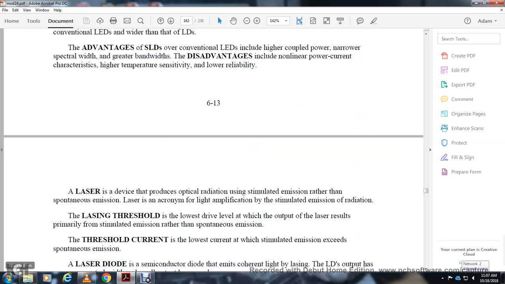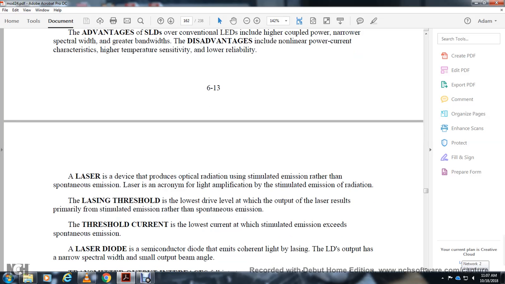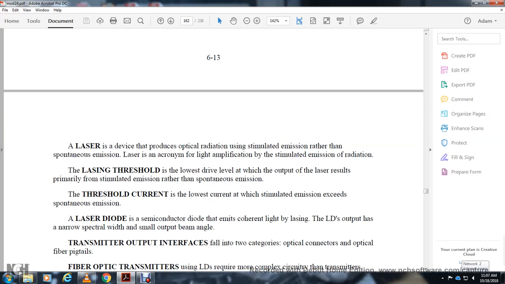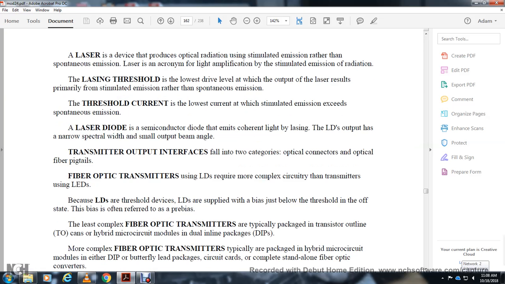A laser is a device that produces optical radiation using stimulated emission rather than spontaneous emission. The laser acronym stands for light amplification by stimulated emission of radiation. The lasing threshold is the lowest drive level at which the laser output results primarily from stimulated emission rather than spontaneous emission. The threshold current is the lowest current at which stimulated emission dominates. A laser diode is a semiconductor diode that emits coherent light by lasing. Its output has a narrow spectral width and a small output beam angle. The transmitter output interface falls into two categories: optical connectors and optical fiber pigtails.